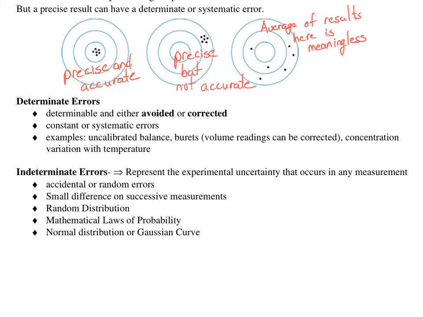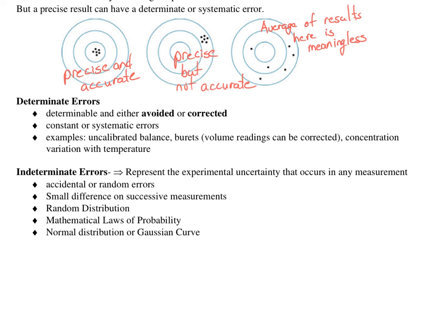Determinate errors are systematic errors, or they're constant errors. They should be avoided if possible, and if we cannot avoid these errors, we want to be able to correct for them. And we'll talk about how we can correct for things like volume readings using burettes a little bit later in the semester. But determinate errors are systematic, they should be avoided, or we can correct the data afterwards for it.